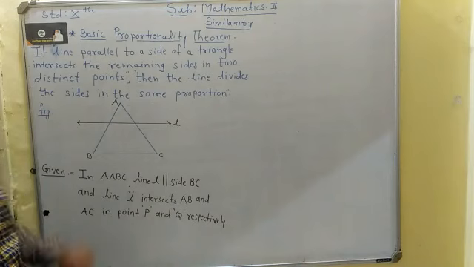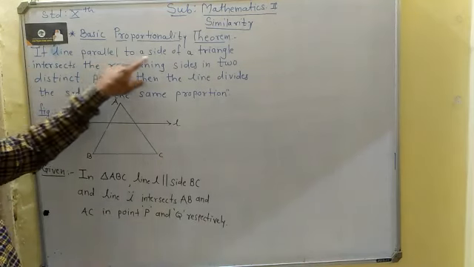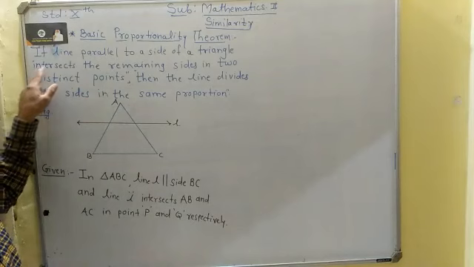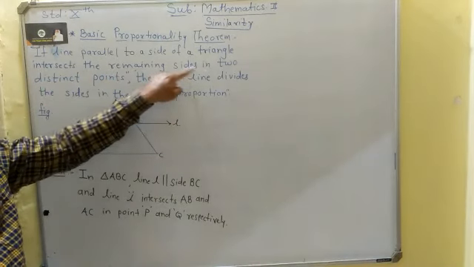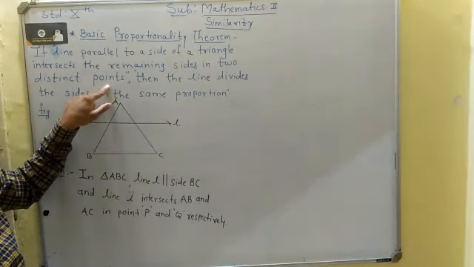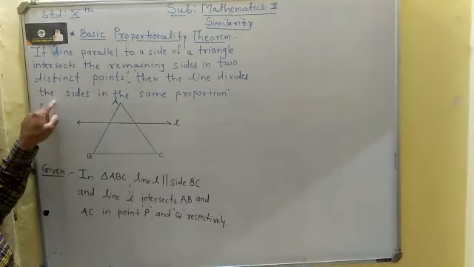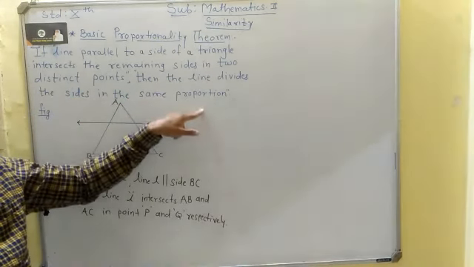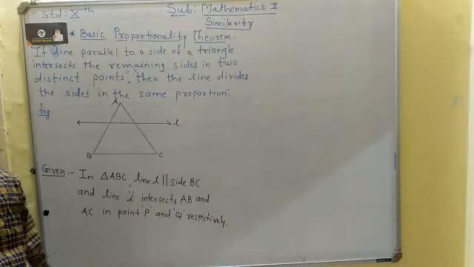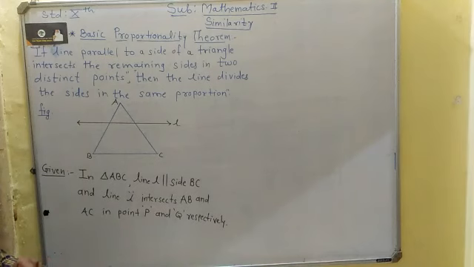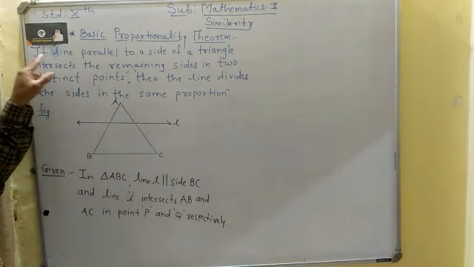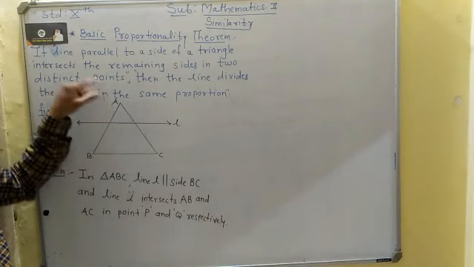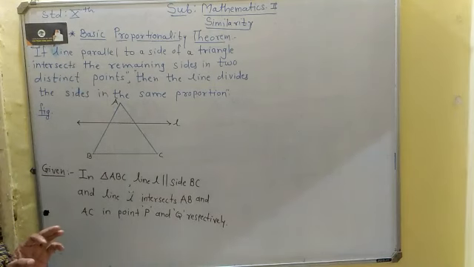What is its statement? If a line parallel to a side of a triangle intersects the remaining sides in two distinct points, then the line divides the sides in the same proportion. That is the statement of the basic proportionality theorem. Now, what is given here? The statement is a conditional statement, that means an if-then statement.